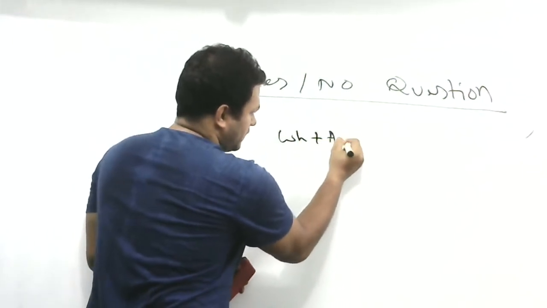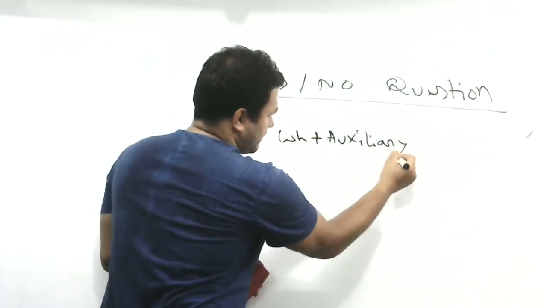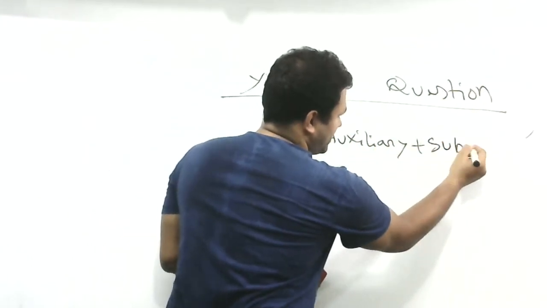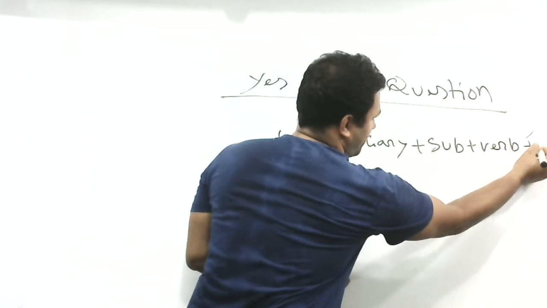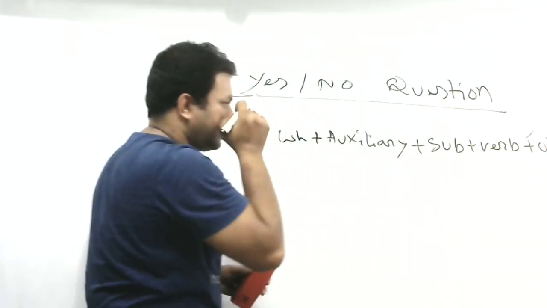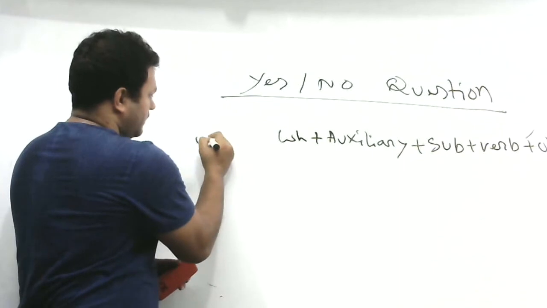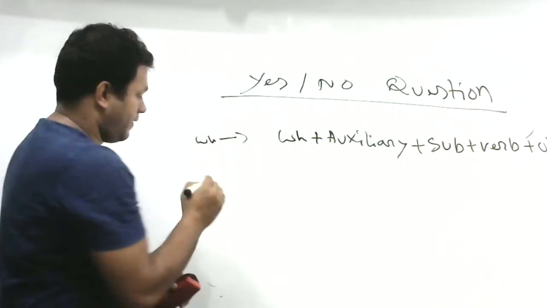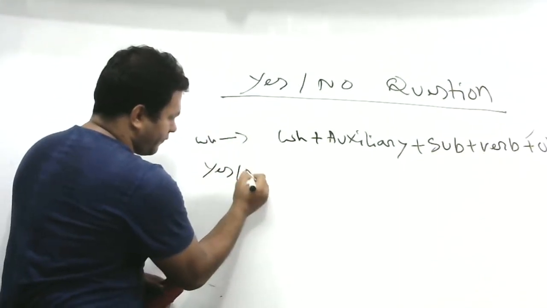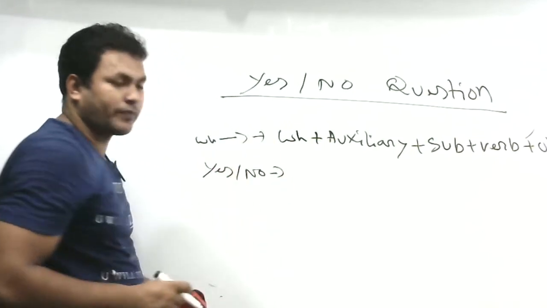WH auxiliary plus subject plus verb plus object. That is the structure of WH questions. Now, what is the structure of yes no questions?